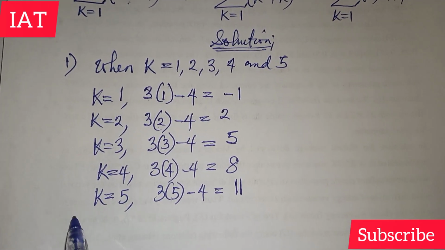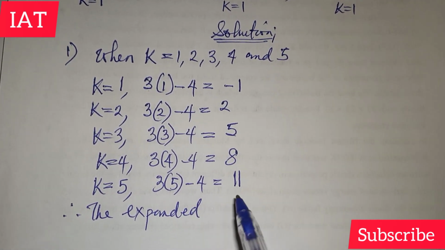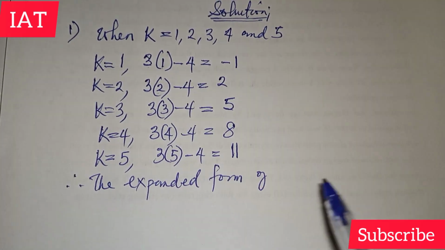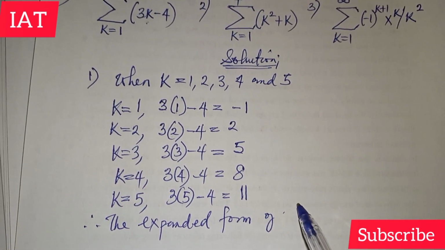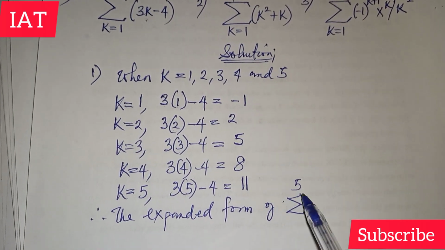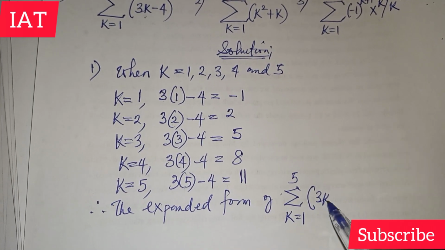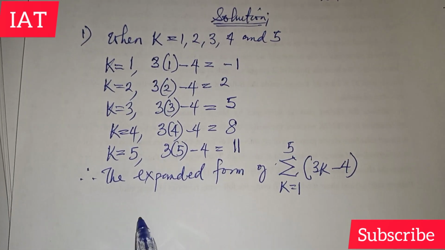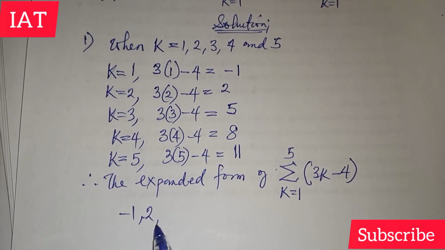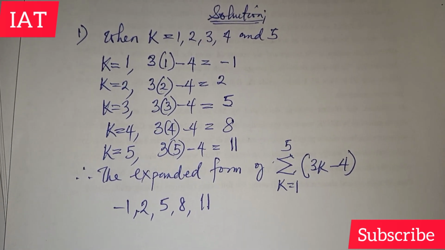So finally you say, therefore, the expanded form of the expression, we don't need to write it out. Well, if you want to, you can do that quickly, but in my case, I don't like wasting time. It will be equal to minus 1. The next one we have is 2, then 5, then 8, and then 11. So this is the expanded form of it.